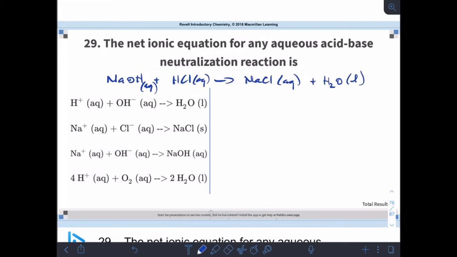So I can break everything up into its ions, everything that's aqueous into its ions. So I can say Na plus Cl minus plus H plus Cl minus. Those are my reactants. And in my products, I get Na plus, Cl minus, and H2O liquid. Okay, I can only break up the things that are aqueous. Incidentally, this is called the complete ionic equation.